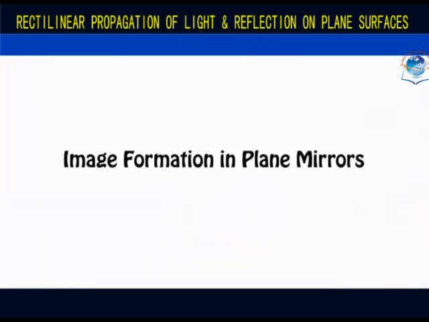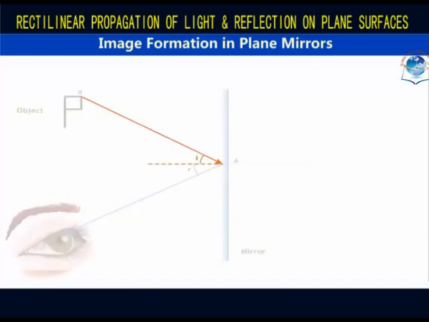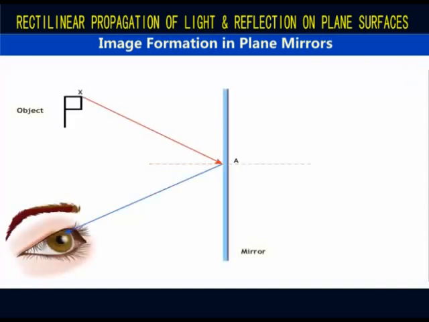Next, image formation in plane mirrors. Now, consider an object of the letter P. From a point X on the object, consider a ray of light incident on the mirror at point A. According to the laws of reflection, the angle of incidence is always equal to the angle of reflection. From the same point X on the object, another light ray is incident on the mirror at point B, and the reflected ray travels to the eye.